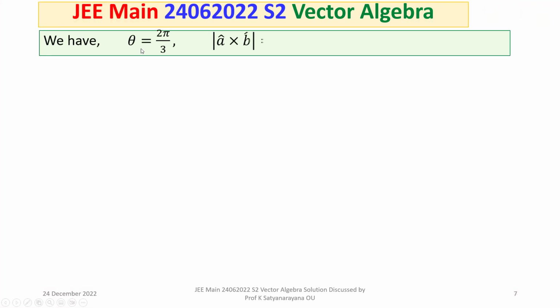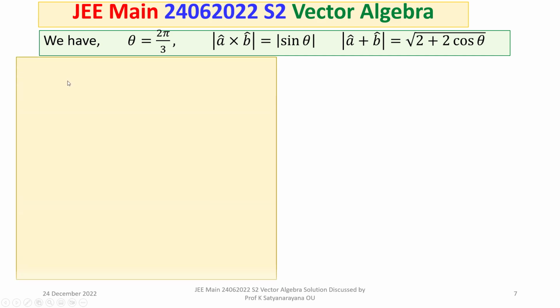So we have theta equal to 2 pi by 3, and modulus of a cross b is modulus of sine theta. This I have already derived and it was there in the last slide. And modulus of a plus b, for the square, the answer was 2 plus 2 cos theta. Without the square, it is under the square root of 2 plus 2 cos theta. Let's get into statement 1.